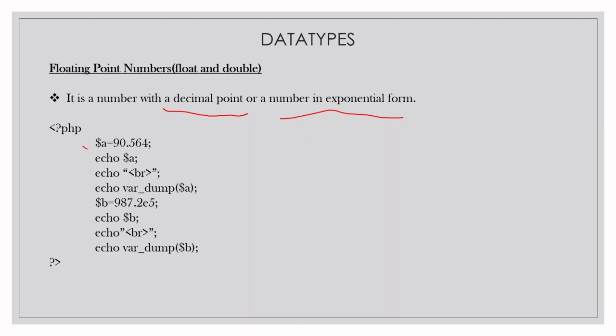So here you can see $a is equal to 90.564, which is a real number. var_dump is a function that returns the data type as well as the value stored in that variable.